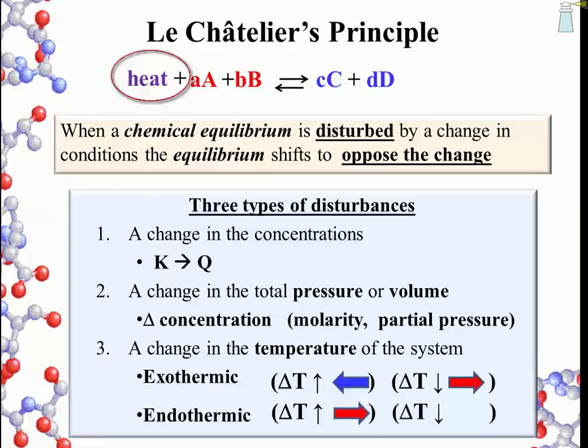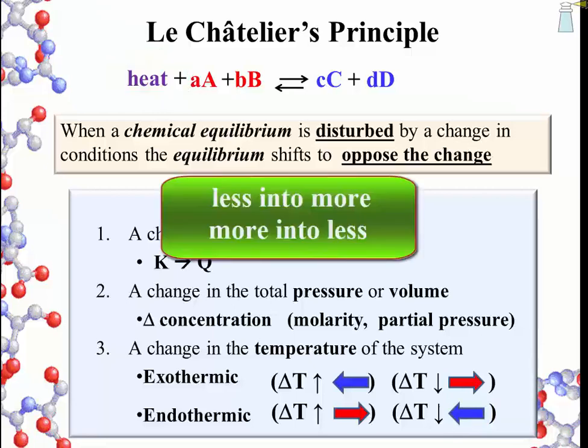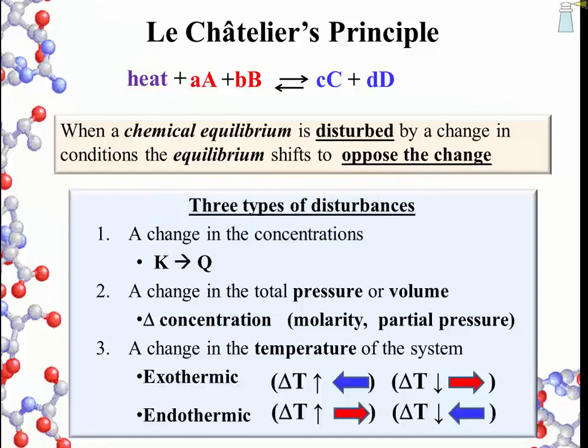Removing heat and decreasing the temperature is like decreasing the concentration of a reactant. That has the effect of promoting the reverse reaction. Products are used up to make more reactant and more heat. Le Chatelier's Principle follows the logic of making less into more and more into less.